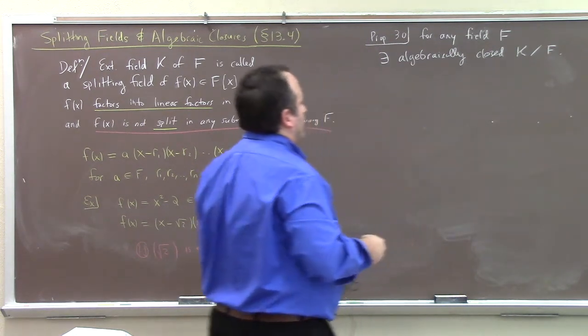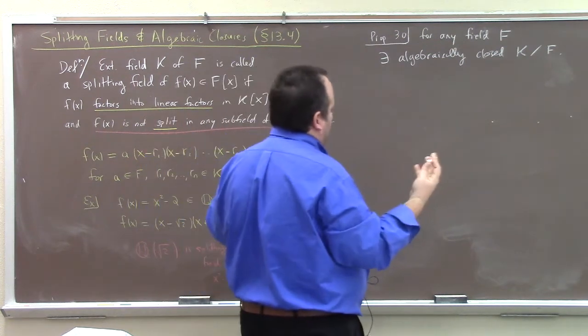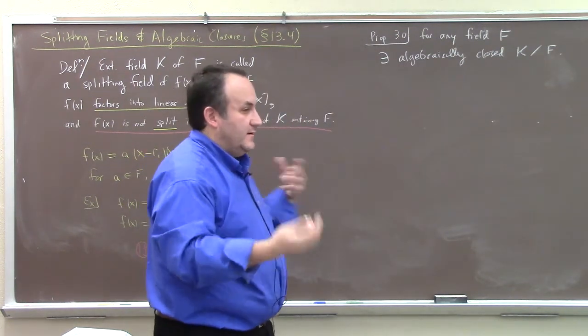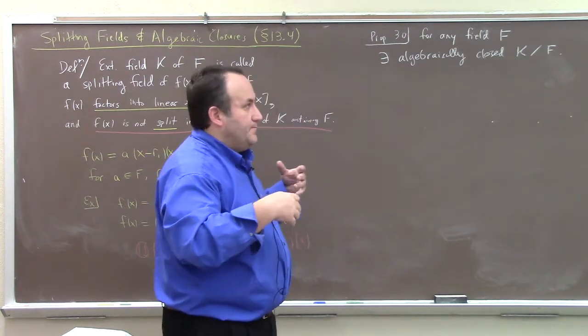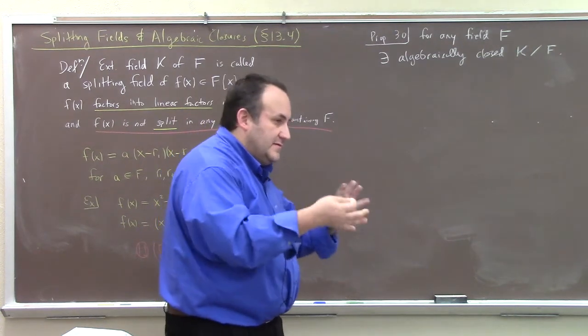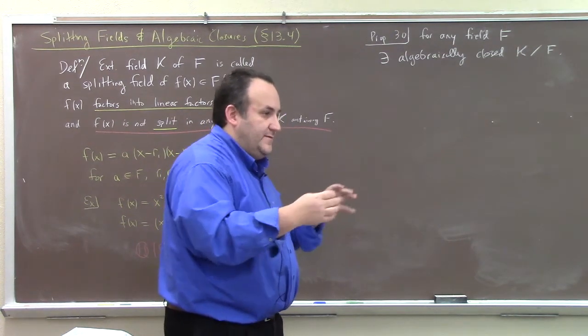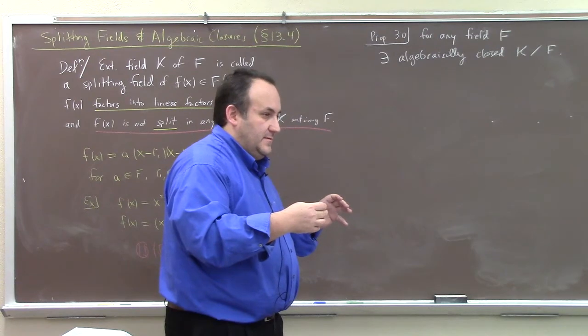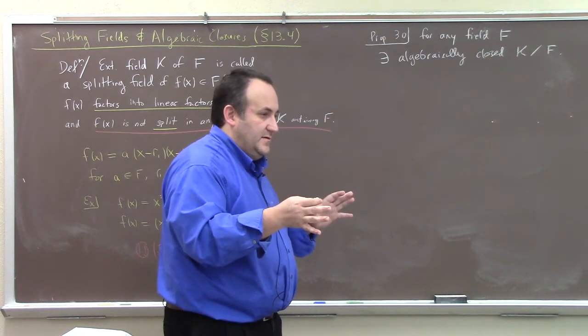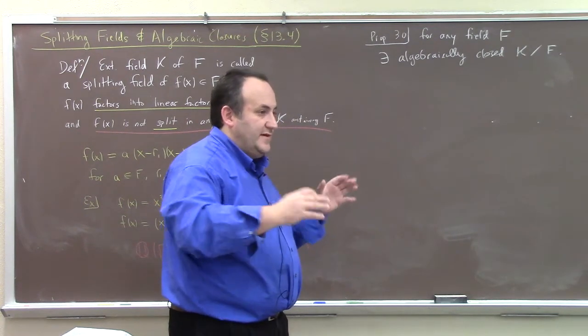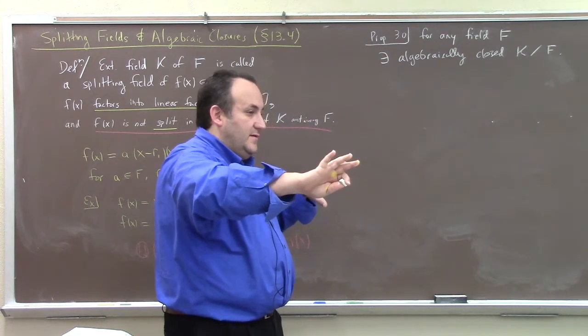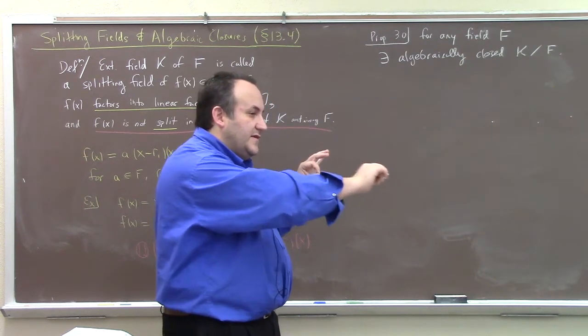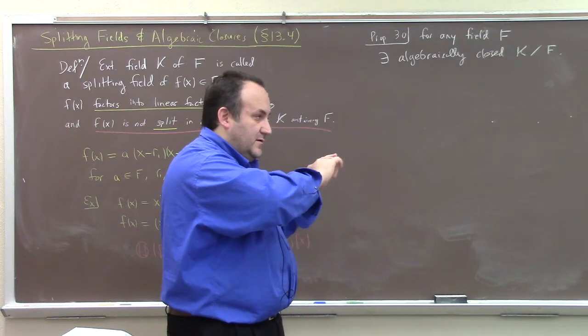So, theoretically, what this is saying is that there's an analog of the complex numbers for any field. You give me a field, you can find an algebraically closed extension of that field in which all of the polynomials in the given field are split.